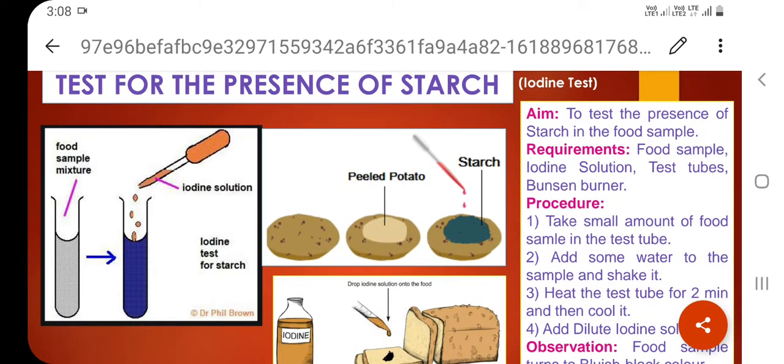So, test for the presence of starch. The aim is to test the presence of starch in the food sample. The test for starch is known as the iodine test. Requirements: food samples, iodine solution, test tubes and Bunsen burner.